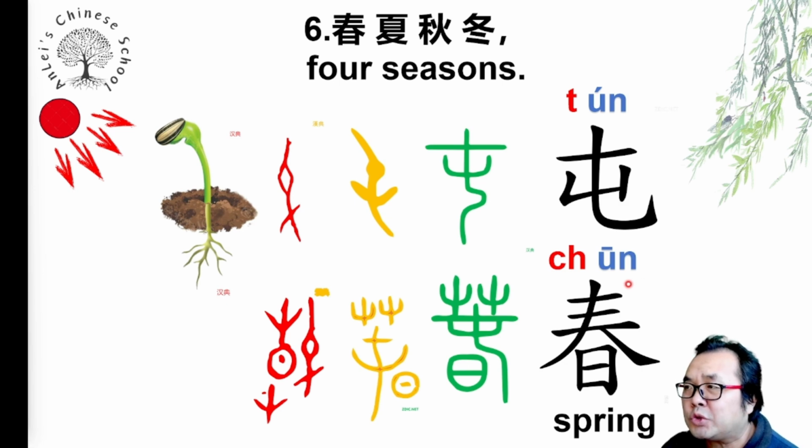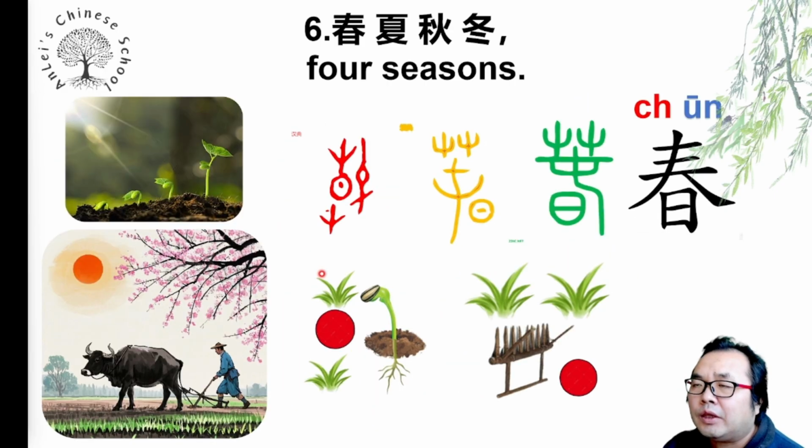So spring, 春, the pronunciation comes from 屯. In the oracle bone inscription, seeds sprout, take in the energy from the sun, then grow into plants. And we can also use our imagination. In the bronze inscription and the small seal script, the seedling 屯 is also like a plow. China is an ancient agricultural country. Spring is very important for sowing.